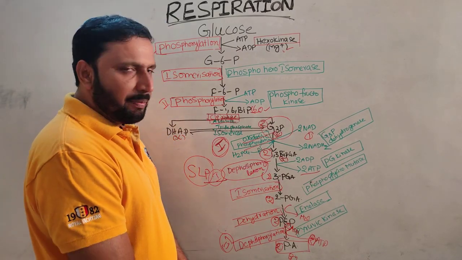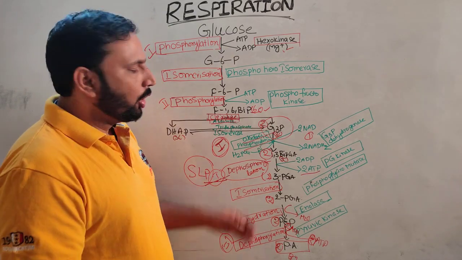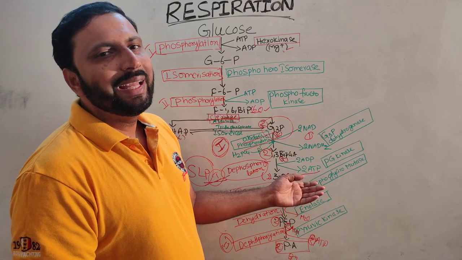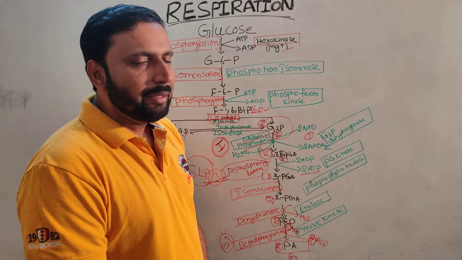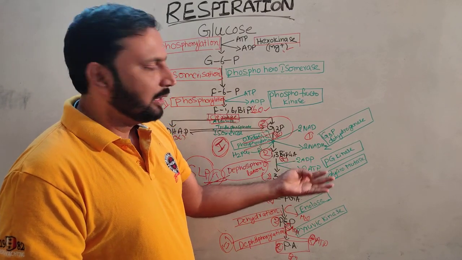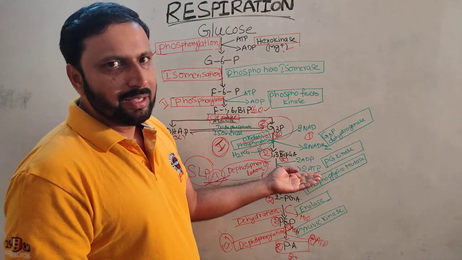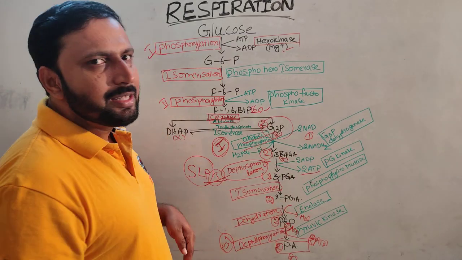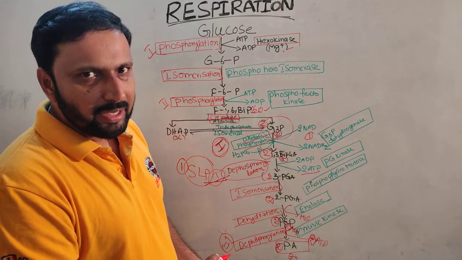Later, 1,3-BiPGA undergoes dephosphorylation. This is the first dephosphorylation. Removal of phosphate: when the phosphate is removed, ADP is converted into ATP. It means ATP synthesis takes place. For that, the enzyme is phosphoglycerokinase. At the substrate level, through reactions, ATP is synthesized, and mitochondria is not involved. Hence, that phosphorylation is called substrate level phosphorylation. So this is the first substrate level phosphorylation.